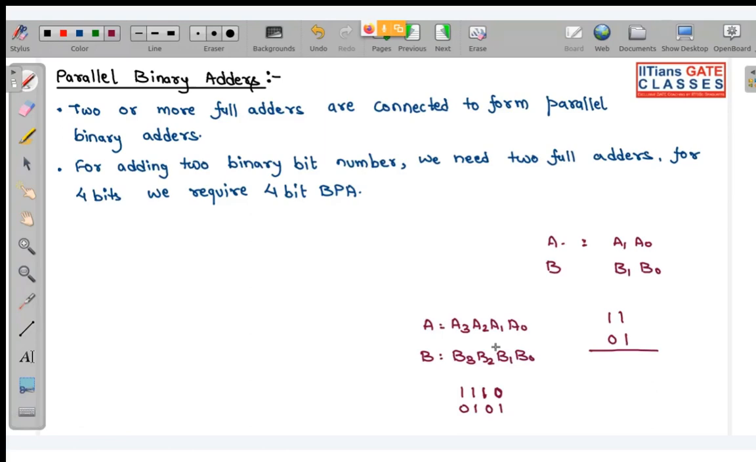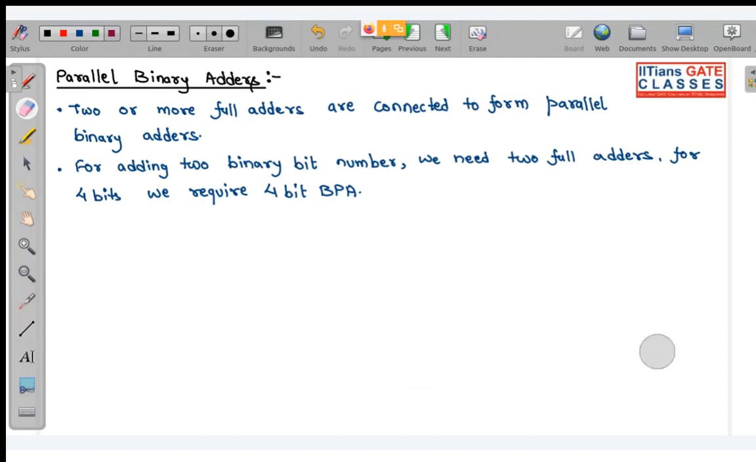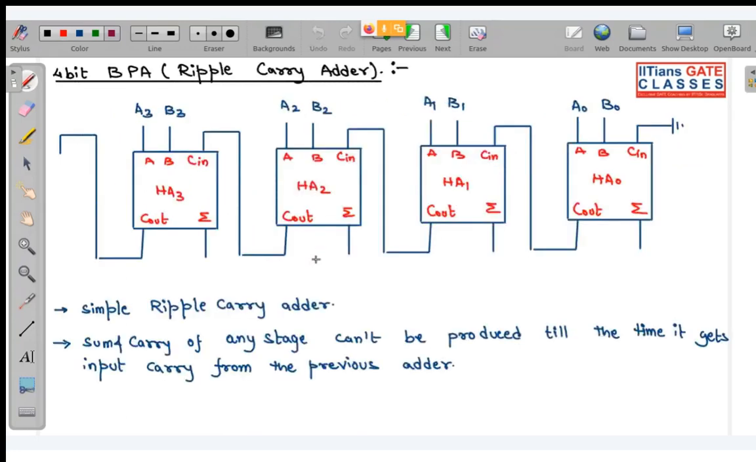Okay, so let's see what basically happens in this ripple carry adder. Let me ask you one thing: a string of 4 binary bits is known as what? Computer science people will know. This is known as a nibble. So basically we are going to add 2 nibbles over here. Let us see how we add.